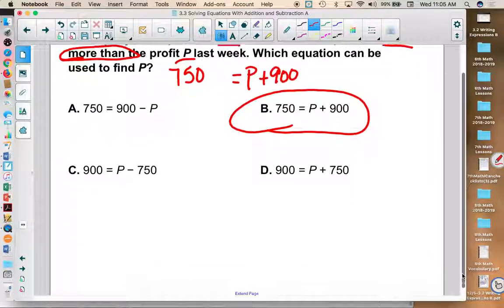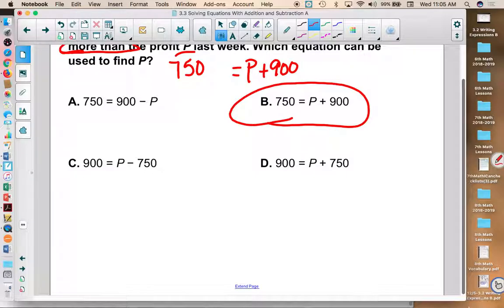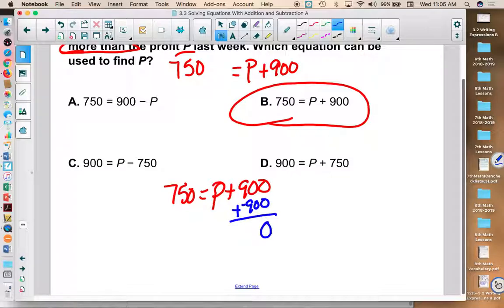Didn't ask us to solve it, but let's go with that. 750 equals P plus 900. I need to get P alone. What's the opposite of adding 900? I need that zero pair. I've got to add a negative 900, am I right? That's my zero pair. These two cancel out, leaving P by itself. And if I do that over there, I have to add it over here.